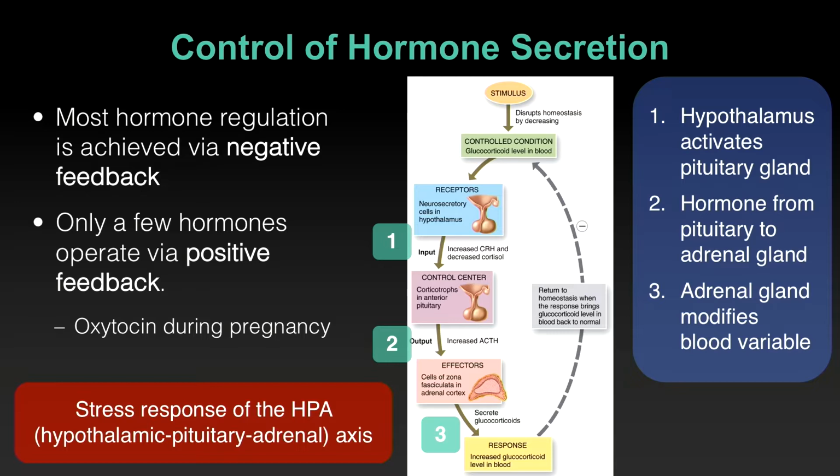Oxytocin during pregnancy is released as pregnancy starts in response to stretching of the cervix and accumulates until the stretching stops, which happens when the child is born. So positive feedback, only a few hormones react in this way. Most of them respond via a negative feedback loop.